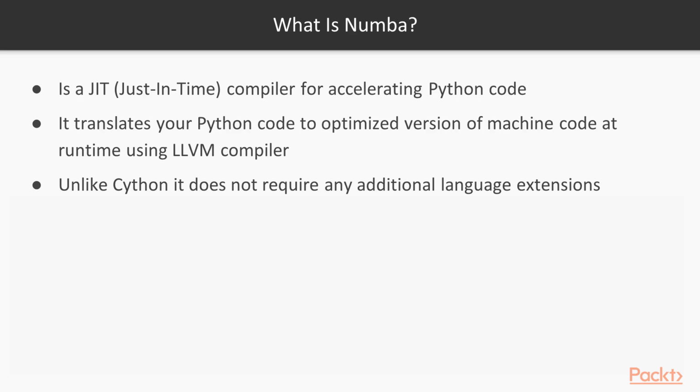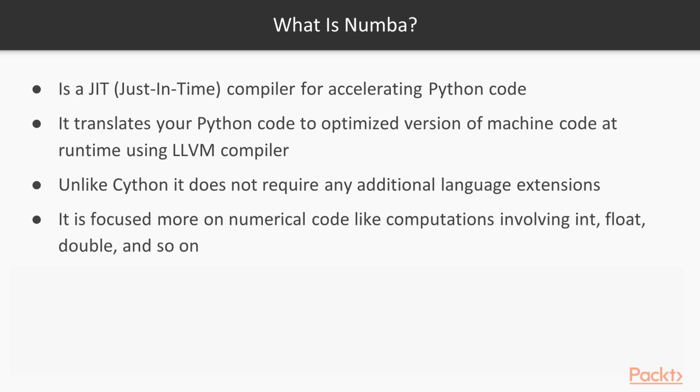Recall in the previous section, Python required that in order to speed up your code, it had to translate it into optimized C code. Numba is focused more on numerical aspects of your code, basically computations involving int, float, arrays, numpy, etc. You can also combine Numba with your GPU for more enhanced optimizations for your Python code.